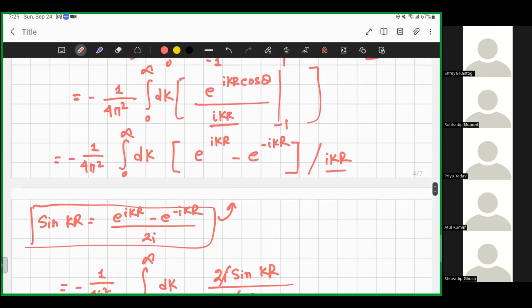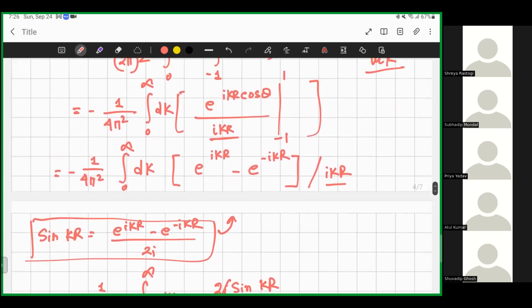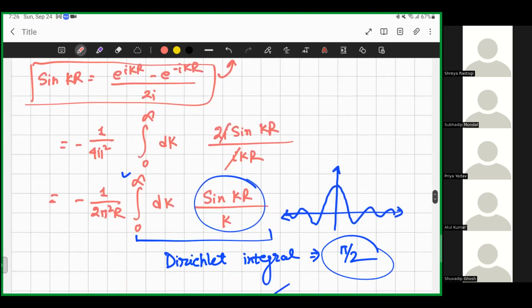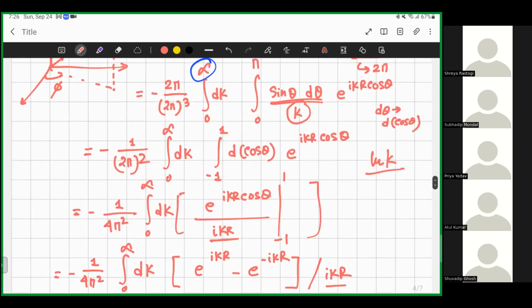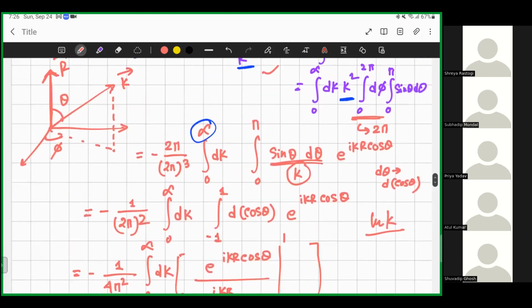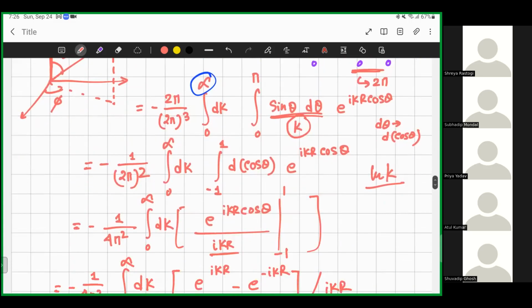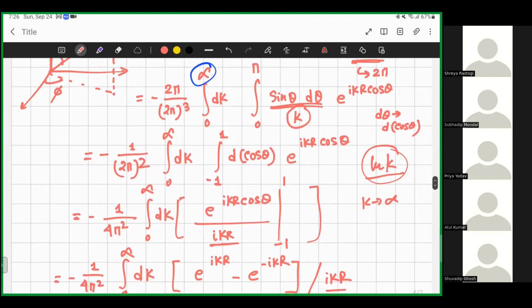So here, sine kr by k squared is an exact equation, and we have to evaluate the exact integration. But we can't go all the way, because this integral is logarithmically divergent since this ln appears. When k tends to infinity, the total integral will diverge. Up to theta we can do it, since k is constant.